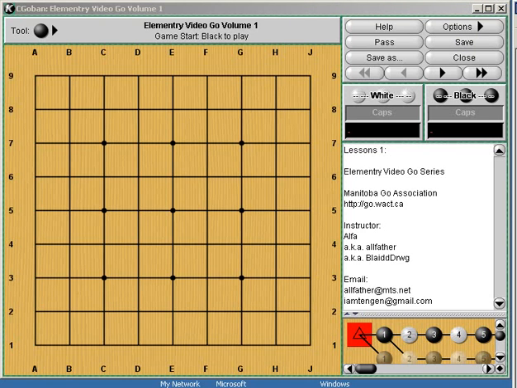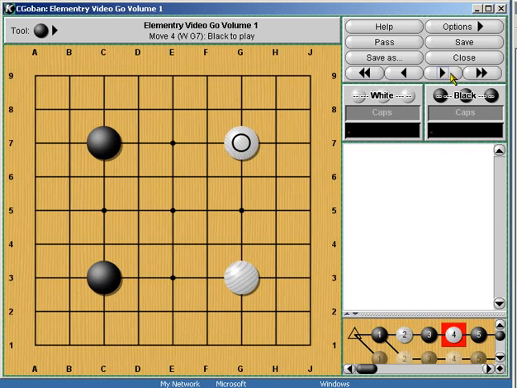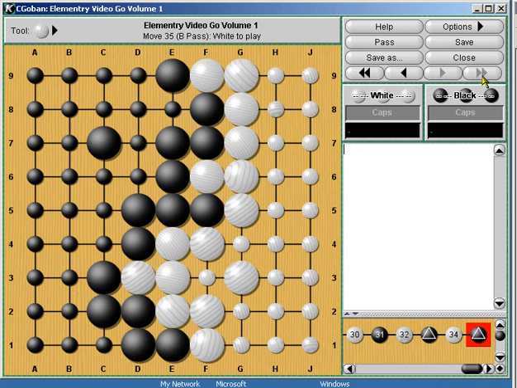The first lesson we're going to cover is the placement of stones. Black begins the game. The stones are placed on the intersecting lines as you see here. The stones will alternate in a pattern of black and white until the game is over. When there are no moves left on the board, both players will pass.